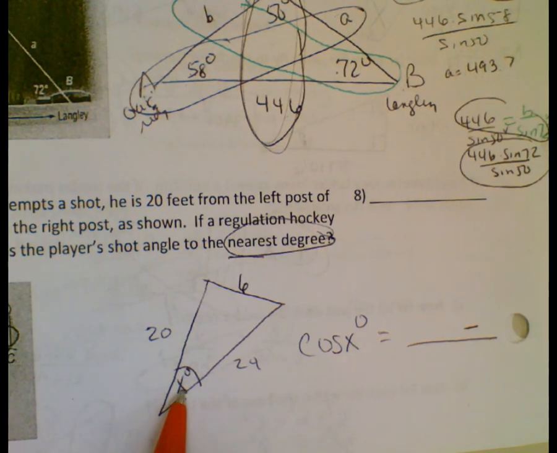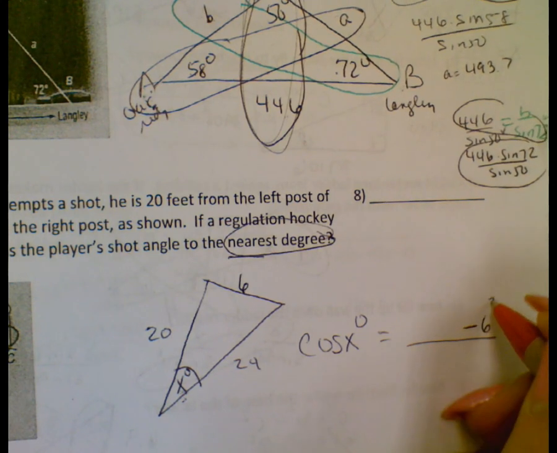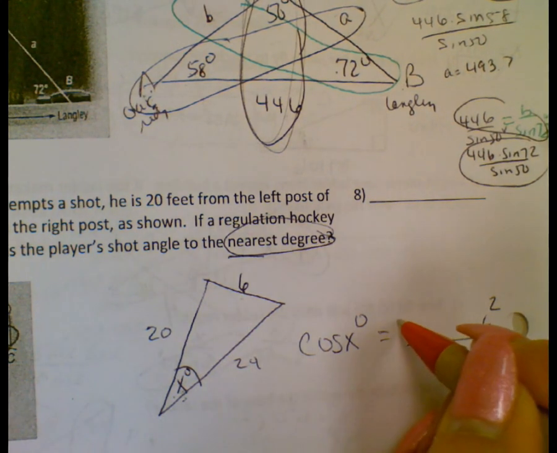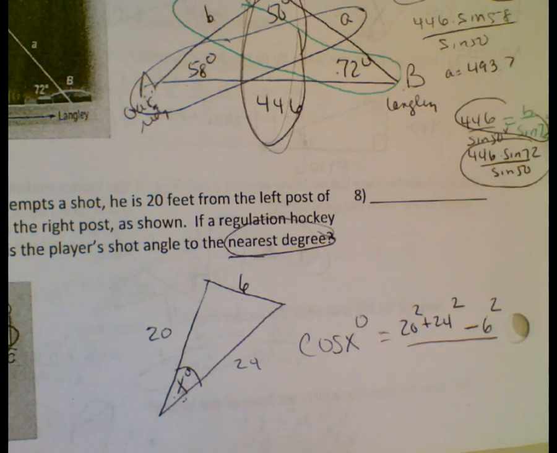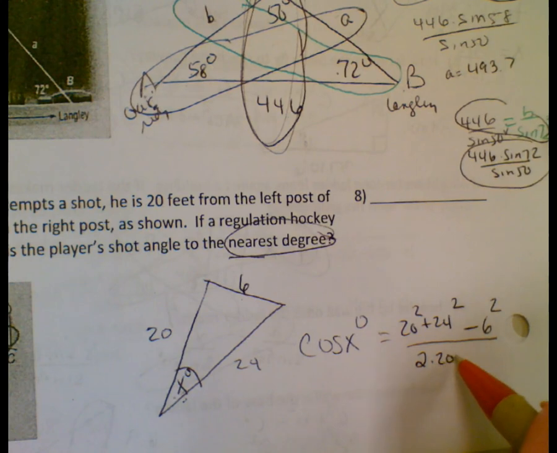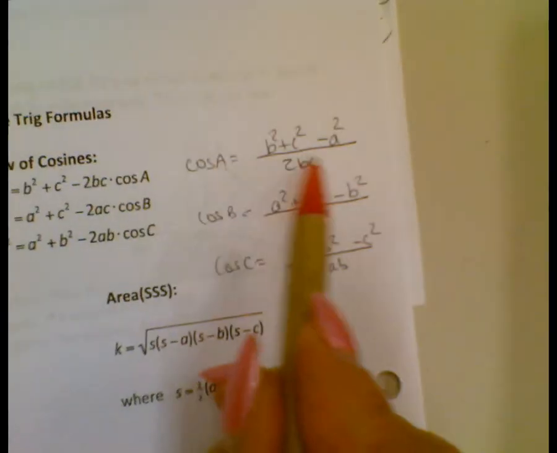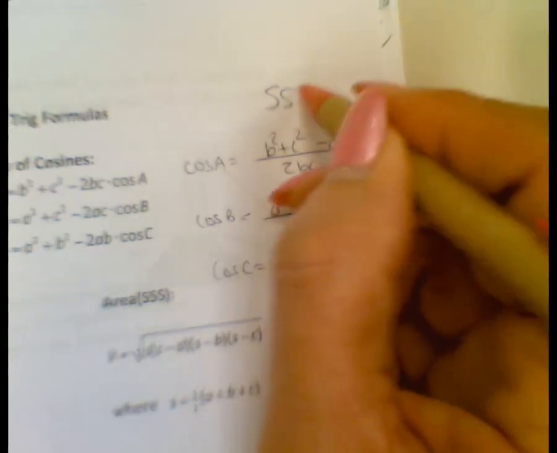What is across from x? 6. So we're going to subtract 6 squared. You're solving for this angle. The side that is across from it is the one that you subtract. And then it's 20 squared plus 24 squared over 2 times 20 times 24. That is this formula right here. That is the formula that I gave you in your notes the other day about how to find an angle given 3 sides. This is what you use when you know 3 sides.